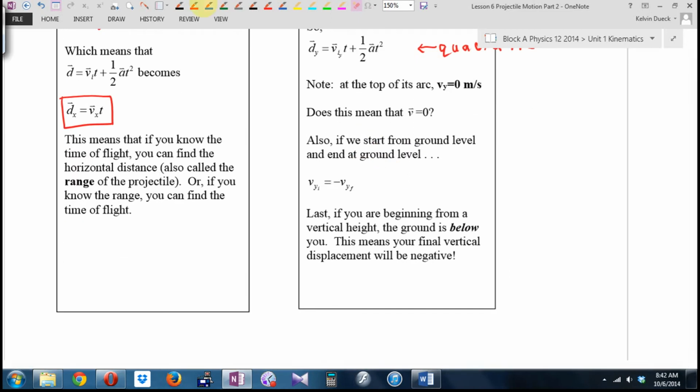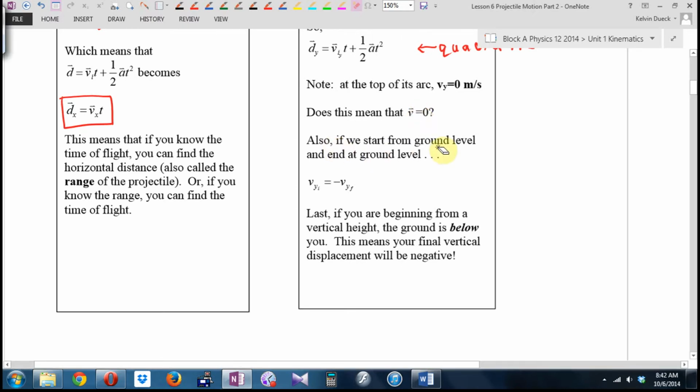So does this mean, at the top I wrote Vy is 0, does that mean the velocity overall is 0? No, because it's still traveling horizontally. In fact, if you wanted to, Shelby, you could say at the top of every projectile, the velocity equals Vx for that split second.